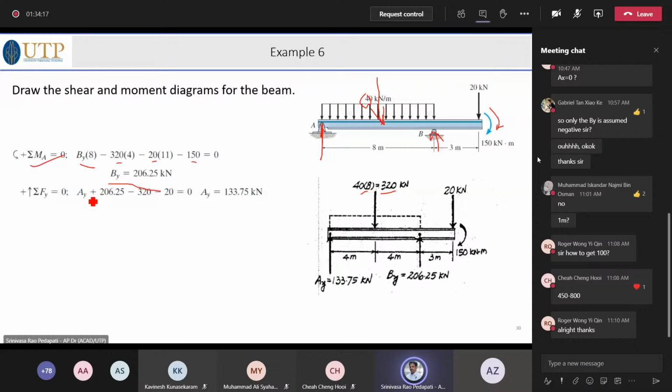Similarly, once you have By, you can take sigma Fy, which is equal to Ay plus 206.5 minus 320 minus 20 is equal to 0. Therefore, Ay is equal to so much. I think Ay, By, everybody is convenient to know how it is done.